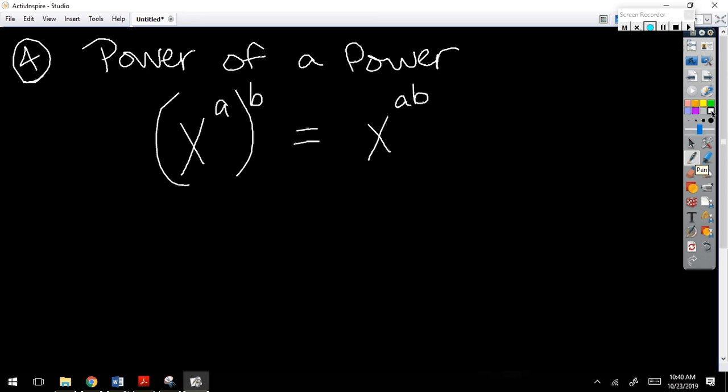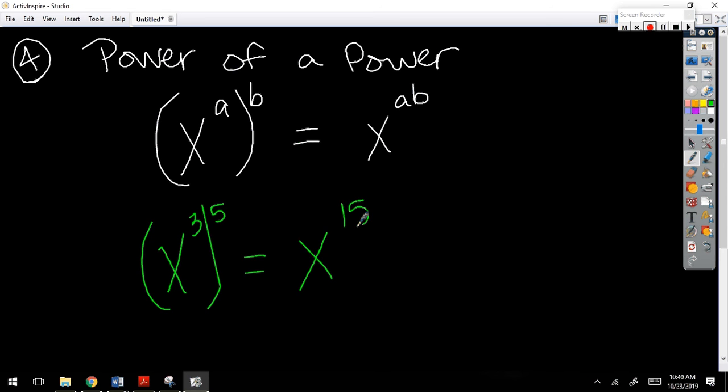Okay, so if it's just x, like it was x to the 3rd to the 5th, that would become x to the 15th. So just the base. But if it was like 2x to the third, then it'd be 2 to the 5th, x to the 15th. Yeah. That's the next property.